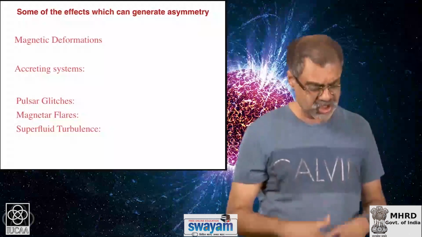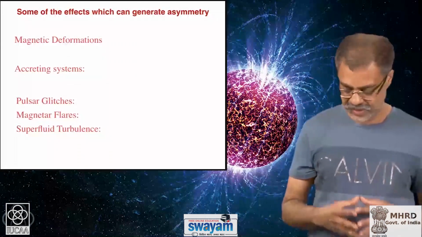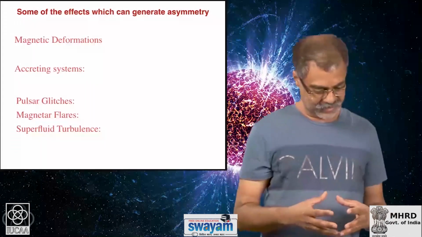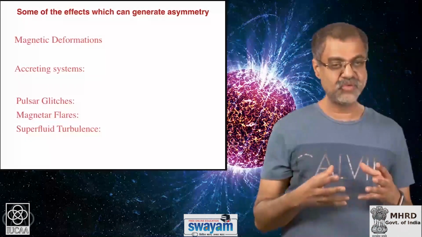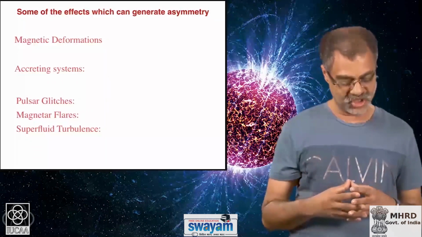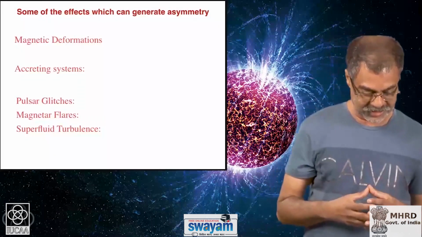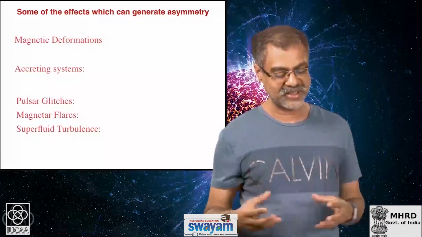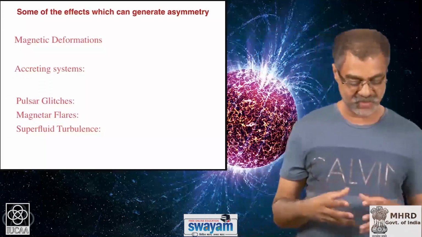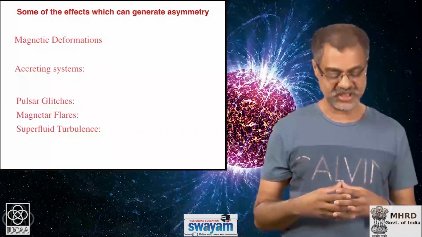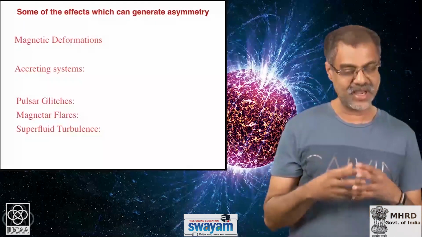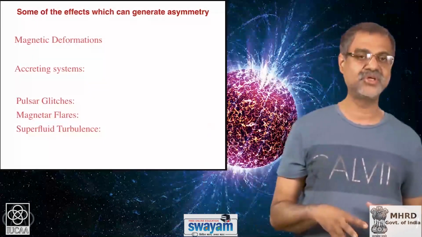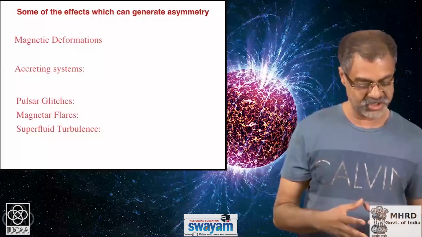So, this leads to some of the mechanisms by which one would like to understand how dense objects such as neutron stars can be distorted. One of the mechanisms could be magnetic fields. If you have a strong magnetic field around the neutron star, that can cause a certain amount of distortion. You can have an accretion disk which is dumping matter onto the neutron star and distorting it.